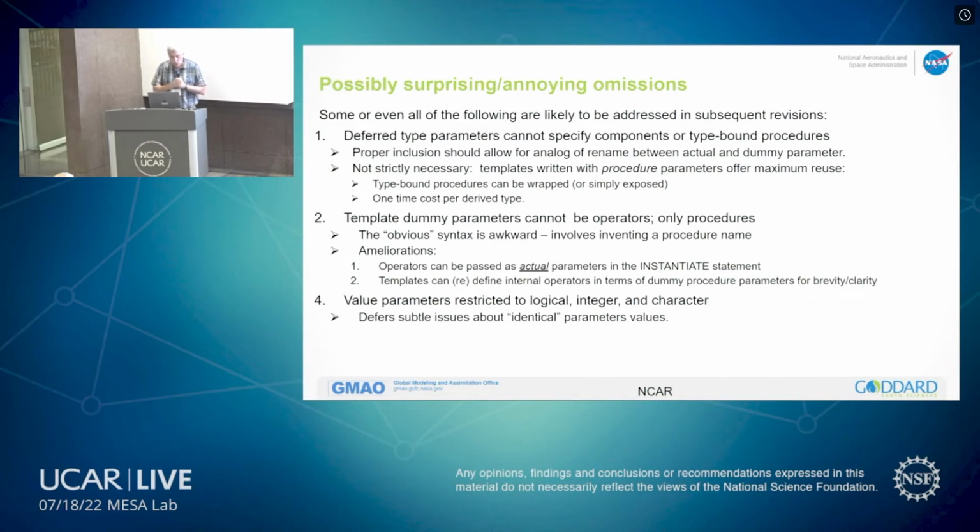The next one on my dirty laundry list is template dummy parameters cannot be operators. We're only allowing them to be procedures. Part of this is just awkwardness. If you start looking at how you'd actually want to spell out the thing, you get a funny thing where with existing Fortran syntax, you'd have to invent a name to put inside the interface block, because the operator is the generic name the way Fortran does it, not the specific name. And we really want the procedure arguments to be specific names in the context of a template.